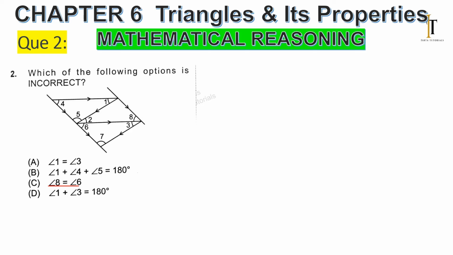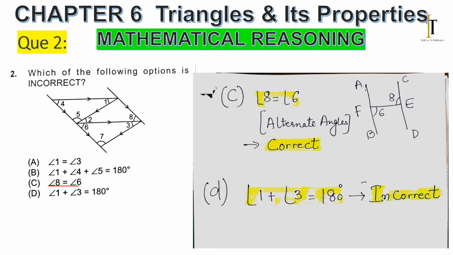Option C, angle 8 is equal to angle 6. Again, if we take the figure here and FE as a transversal, it is clear that angle 8 is equal to angle C. The reason is again alternate angles. It means the option is correct. Let's check option D. Here angle 1 plus angle 3 is equal to 180 degrees. Now from the figure, no, it's not equal to 180 degrees. Therefore, this option is incorrect, so your answer is D.